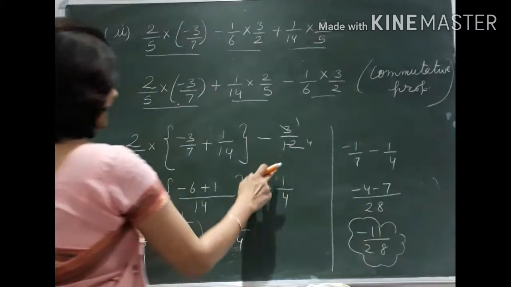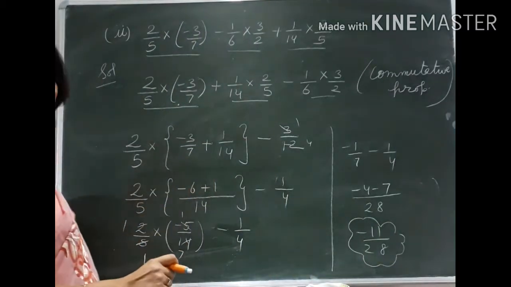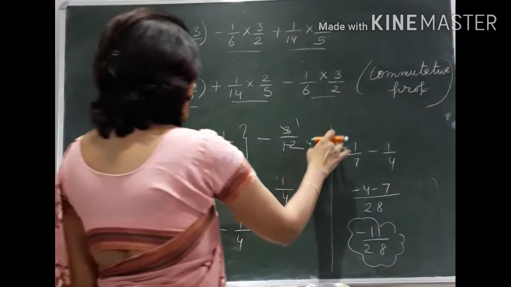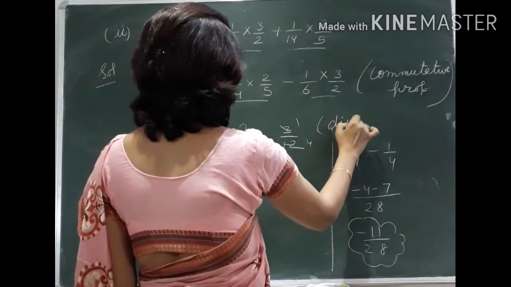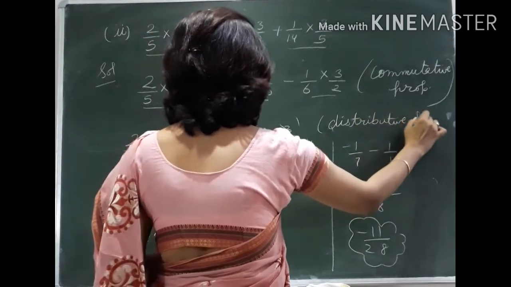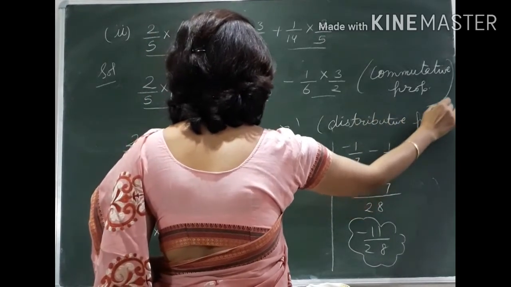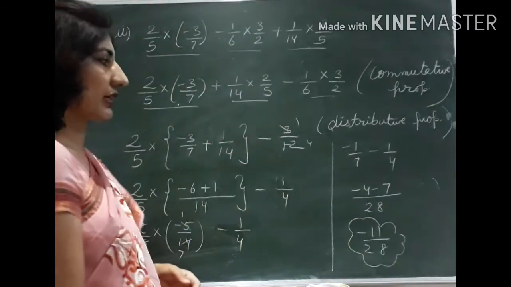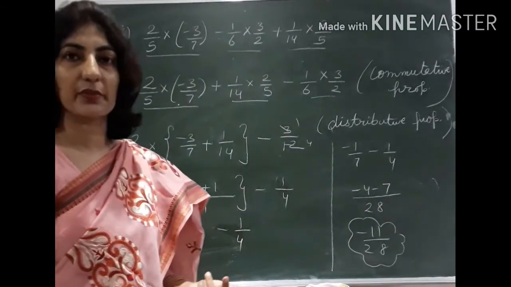Here one thing is missing. I have not written here using distributive property. So here you will write: using distributive property. Writing the property is important because it carries marks. So this way you can do the second part.